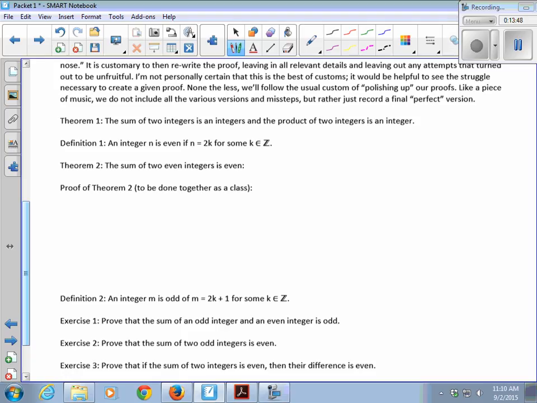Now, Theorem 2, the sum of two even integers is even. We're going to prove it together now. So step 1 is assume the hypothesis. So we're going to assume n and m are even. Assume n and m are even integers.